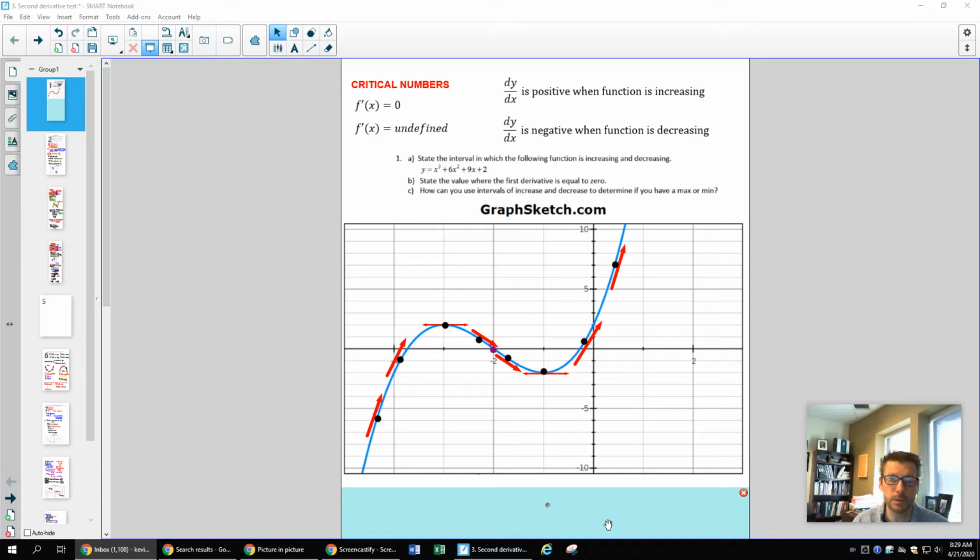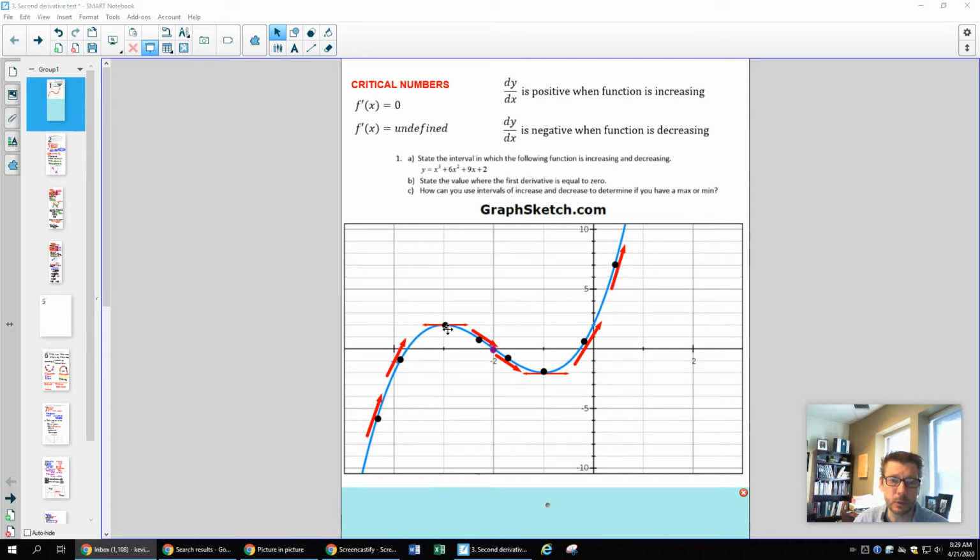Hey everyone, let's do a quick summary of the first derivative rule, and then we're going to talk about what the second derivatives tell us in regards to graphing. So what we learned in our first lesson is that when your slopes are positive, your function is increasing, and when your slopes are negative, your function is decreasing. And what happens when you go from a region of increasing slopes, positive slopes, to negative slopes, you've got to pass through a zero slope.